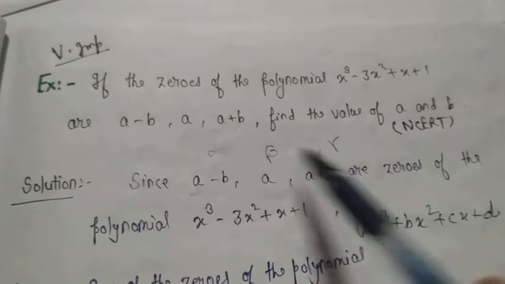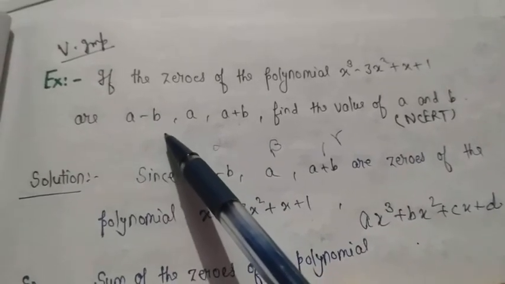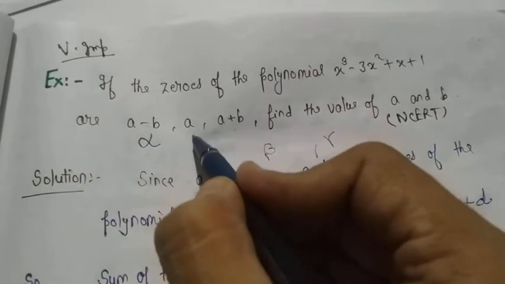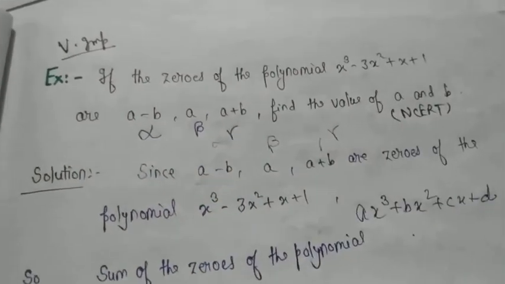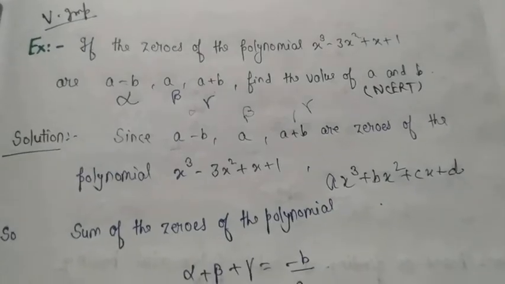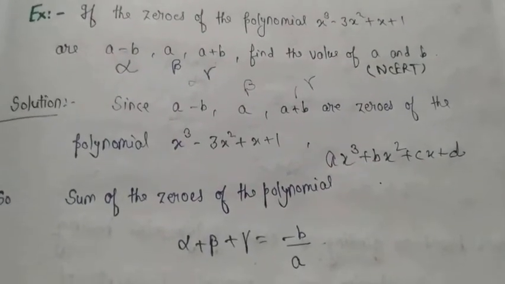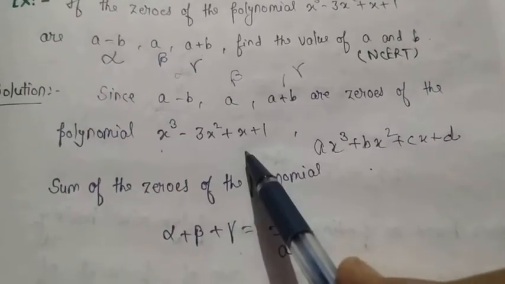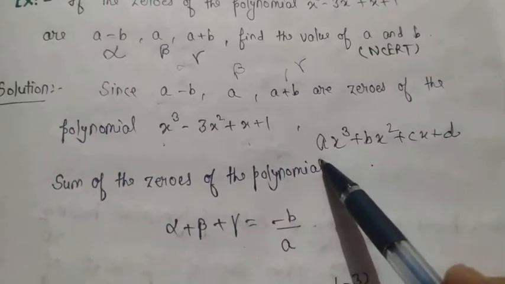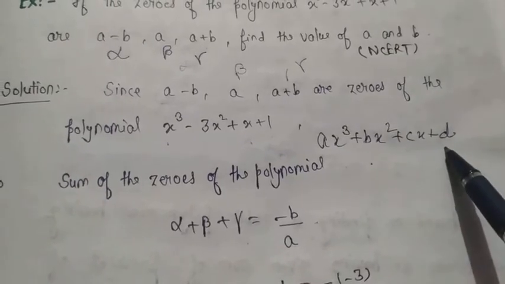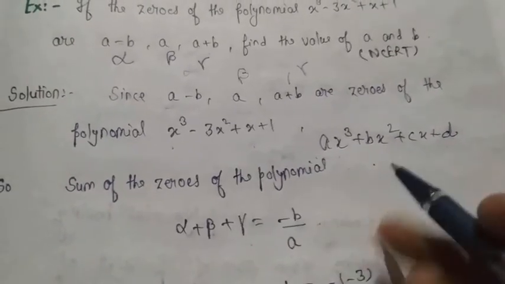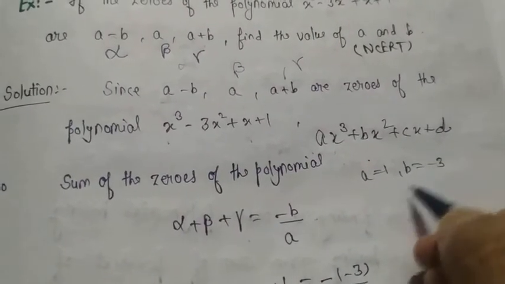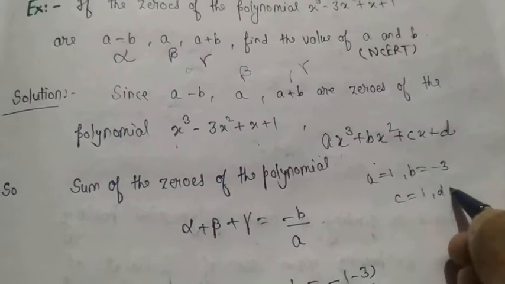and b. So see, the value of alpha beta gamma we can take, so what I have done, I have assumed it alpha and this is beta and this is gamma, because it is a cubic equation, so we can assume it. Okay, now what I have done, I have compared this given polynomial to the general form, that is ax cube plus bx square plus cx plus d, and when you will compare it, you will get the value of a is equal to 1, b equal to minus 3, c equal to 1 and d equal to 1.